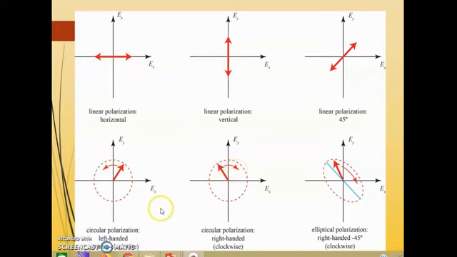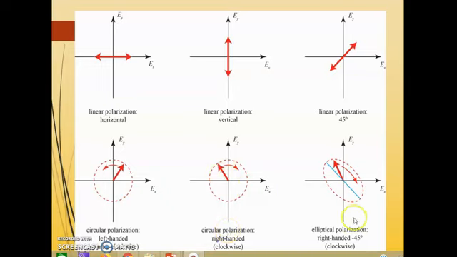Now comes circular polarization of two types. One is left-handed and the other is right-handed. Left-handed circular polarization is nothing but the movement of the electric field vector in a counterclockwise direction with its magnitude remaining constant and its orientation continuously changing. And here is the right-handed one, where its magnitude remains constant but its orientation changes in the opposite direction. So one is clockwise and the other is counterclockwise.